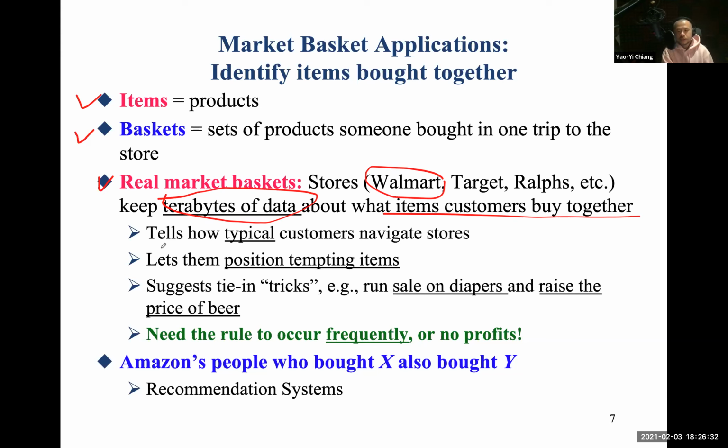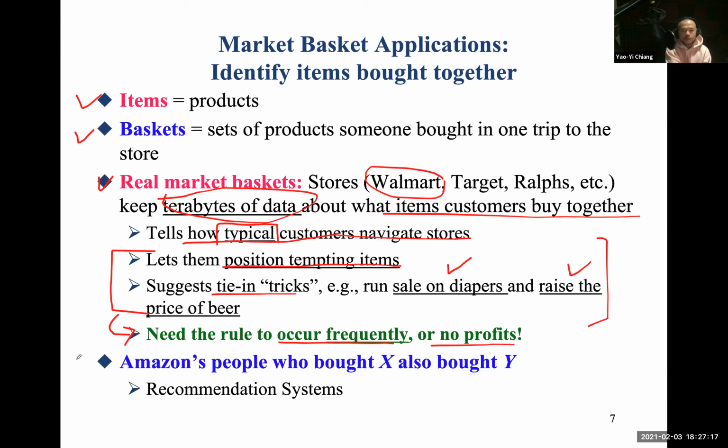So all this information, these baskets tell us how typical customers navigate the store. So we focus on typical here because we want to find common event, not rare event. So the store would be able to use this information to position tempting items or do some tidying tricks, put diapers on sale, raise the price of beer. And to be able to do this, we will need the rules or the patterns to occur frequently, or we will not have profit, right? So this is a very good example that you want to find those common patterns, not rare events.